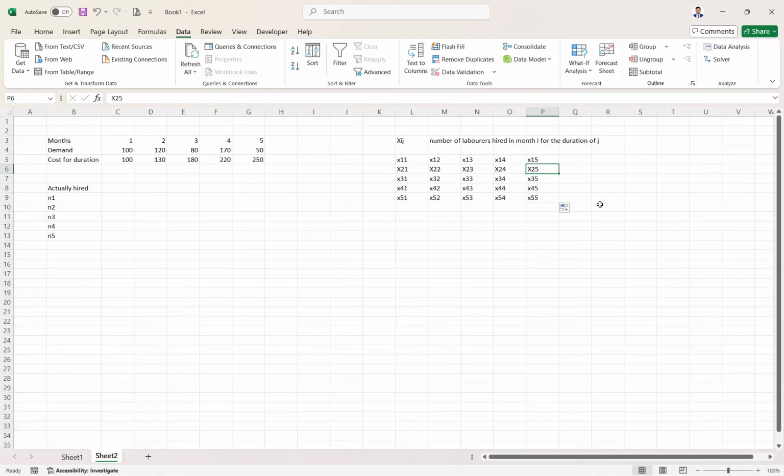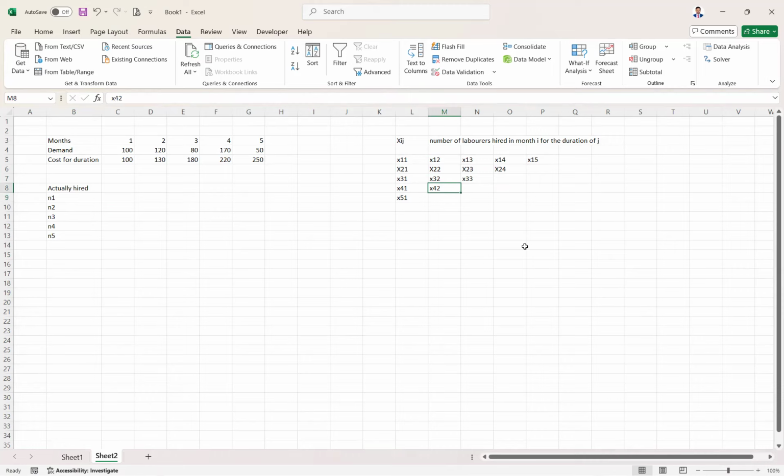X25 means what? You are hired in month 2, but you are working for a duration of 5 months. Is it possible? From 2, 2, 3, 4, 5, 6. 6 is beyond the 5. So X25 is not possible. Then similarly, X35 and X45 are also not possible. Same way, X34 is not possible. X44 is not possible. X43 not possible. X53 not possible. X52 not possible. Is X42 possible?